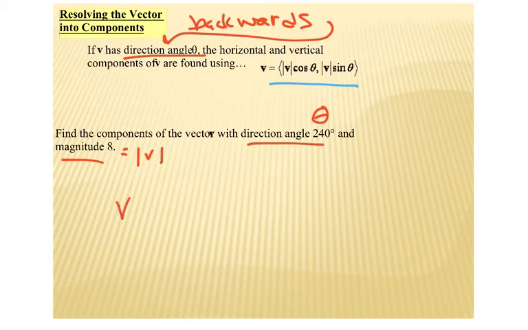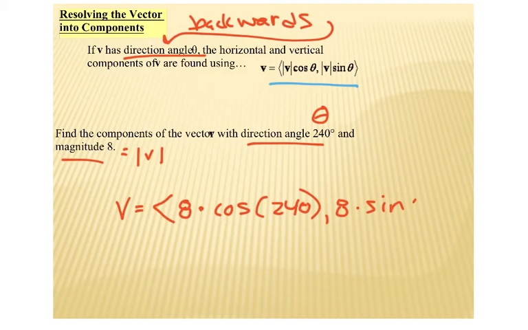So to find the component form, we would do the magnitude, which is 8, multiply that by the cosine of 240, and then that is going to be in combination with 8 again, but then times the sine of 240. Again, because sine would represent vertical movement, as it does in the unit circle, and cosine would represent horizontal movement, so it would be part of the component form.